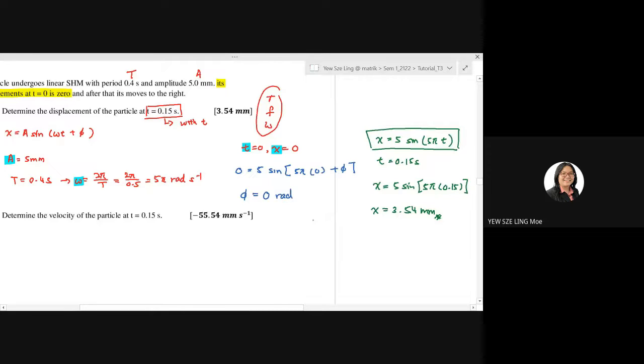It's slightly more complicated in this question because you are not given the equation. You yourself have to form the equation. So that part takes a bit of a step, a bit of time to do. So x equals 5 sine 5 pi t. From there, we get a value for x, which equals 3.54 mm. So again, remember your calculator should be in radian mode.